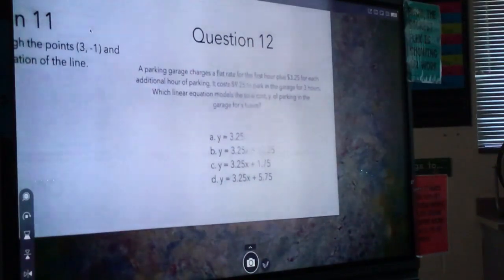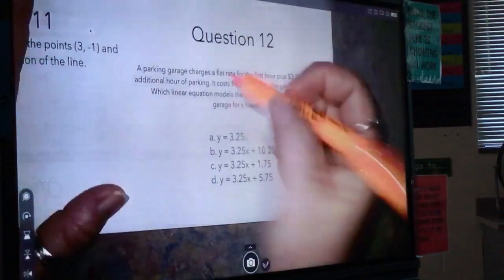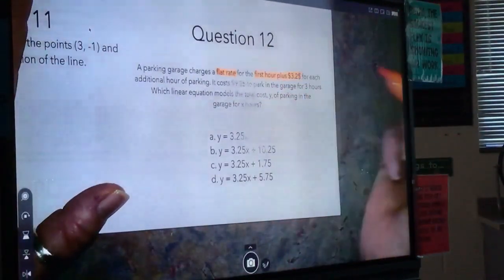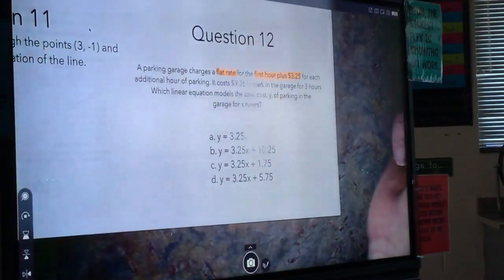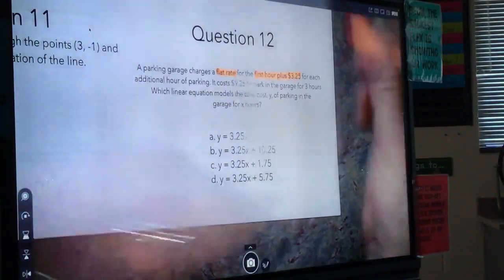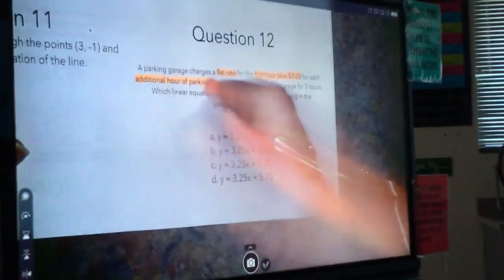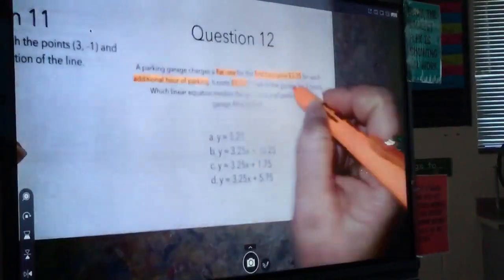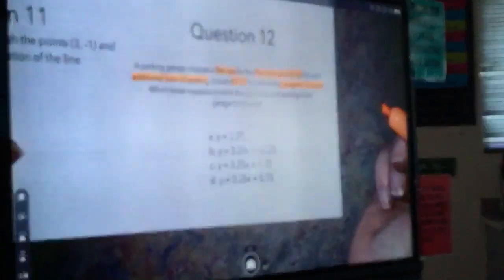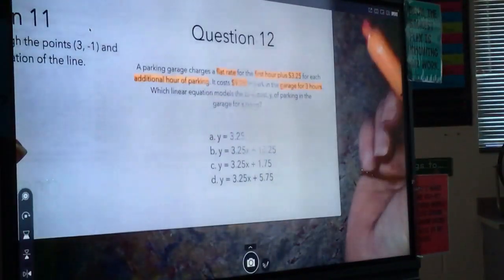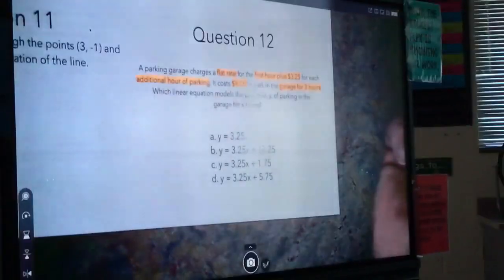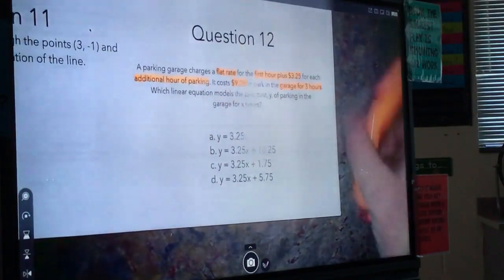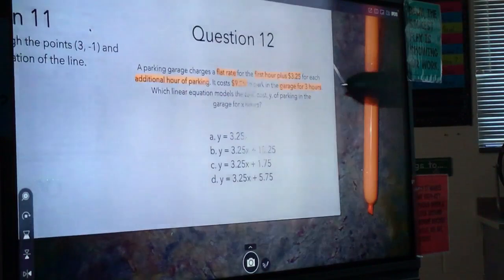So this says a parking garage charges a flat rate for the first hour plus $3.25. Okay, that's going to be important for each additional hour of parking. So it costs $9.25 to park in the garage for 3 hours. Which linear equation models the total cost y of parking in the garage for x hours? So you have to figure out which one of these is going to work.